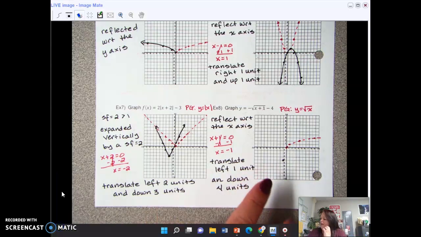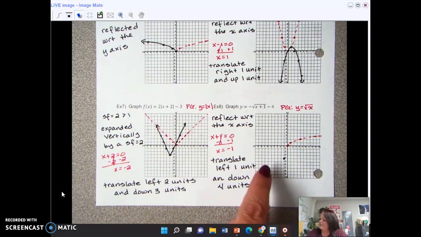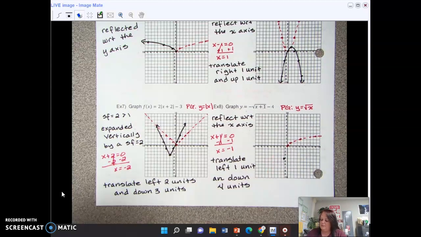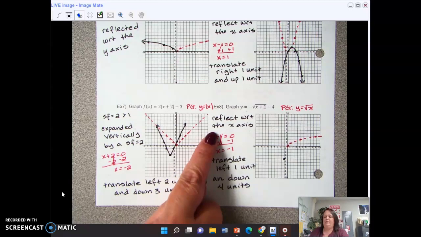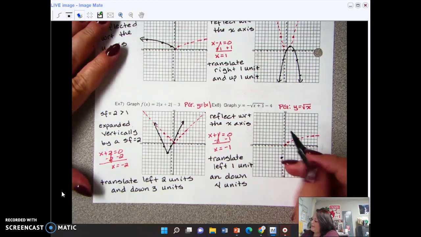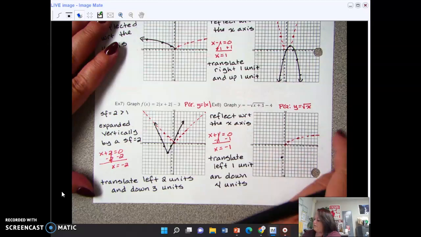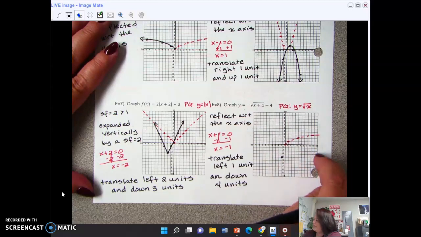So we were working on example number 8, and we had just translated to the left 1 unit and down 4 units. And then we were going to take care of the reflection. So if I drew this by going up each time, that wouldn't consider the fact that it was going to be reflected across the x-axis.